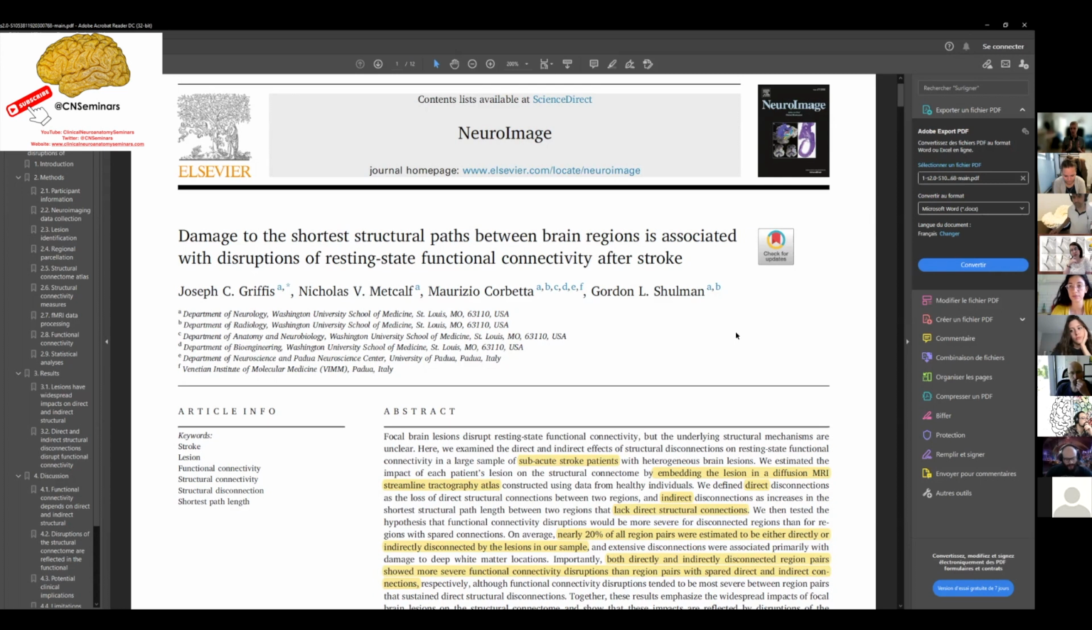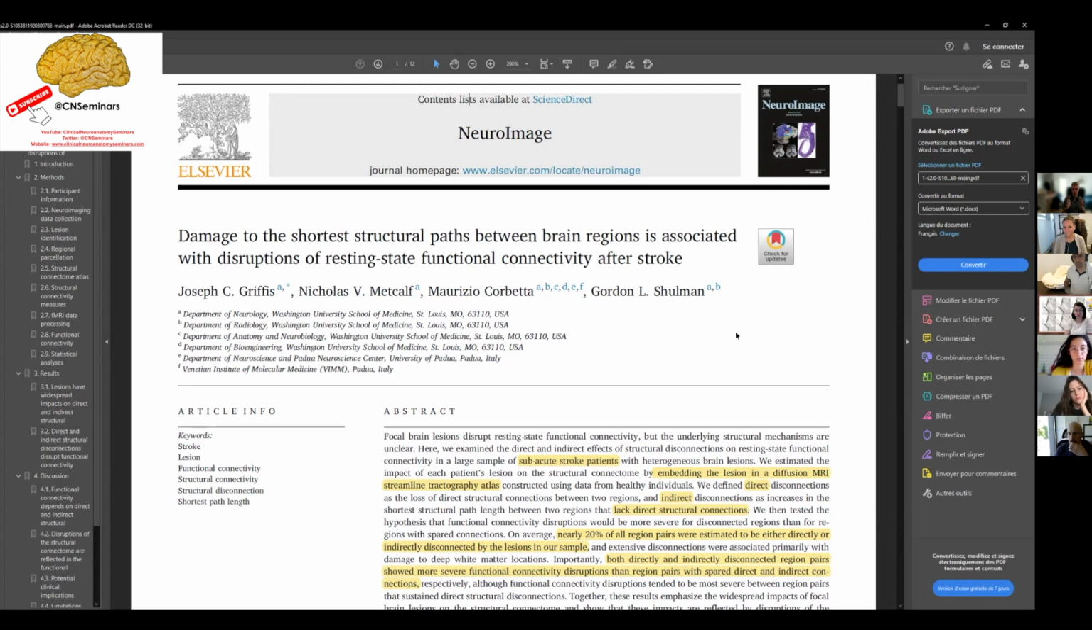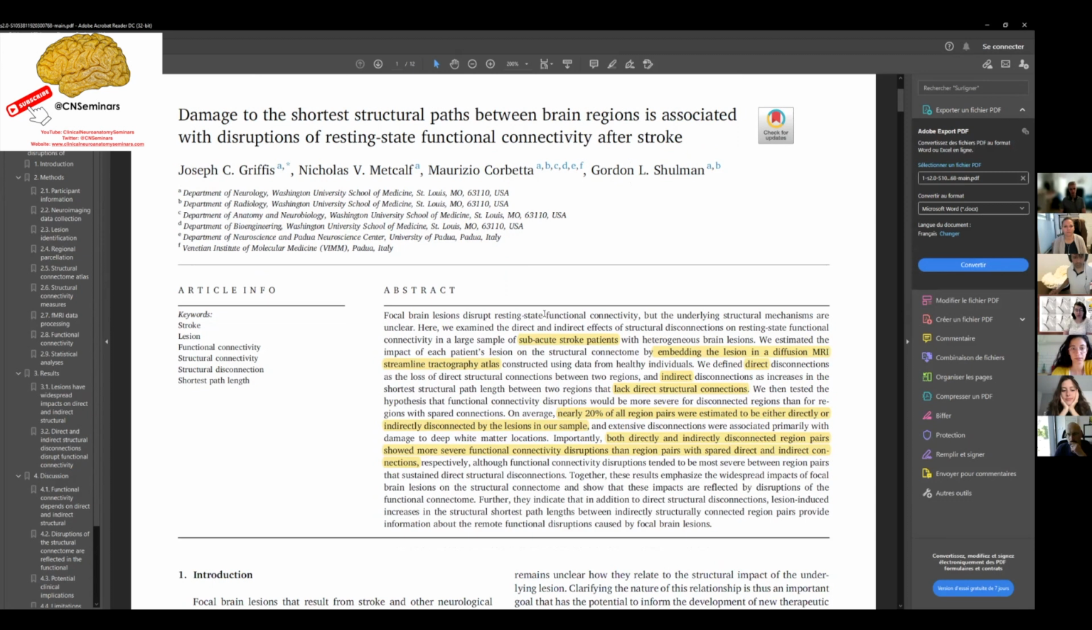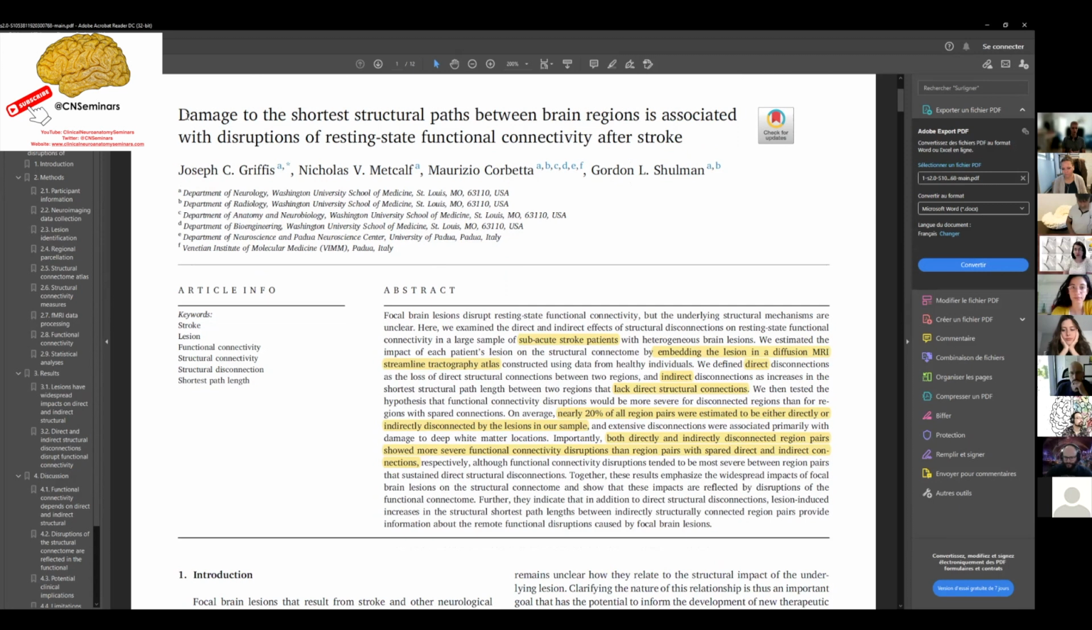And this is a paper that is part of a group of papers and a whole study linking white matter lesions with resting state functional damage or disruption. And so the title: damage to the shortest structural path between brain regions is associated with disruptions of resting state functional connectivity after stroke.